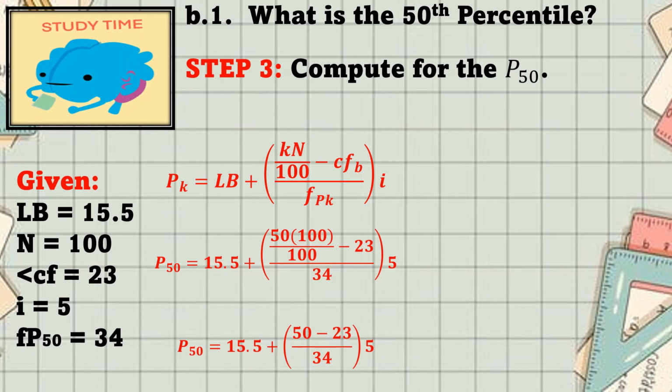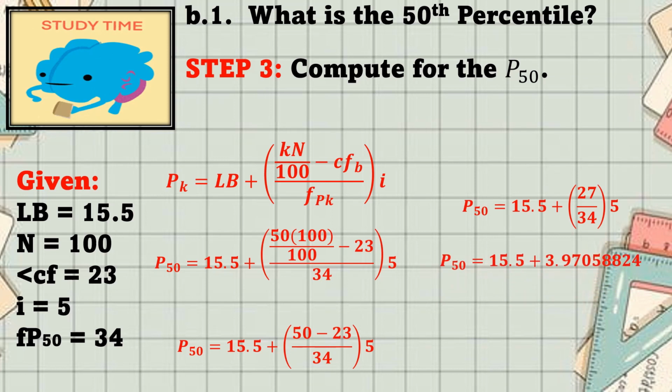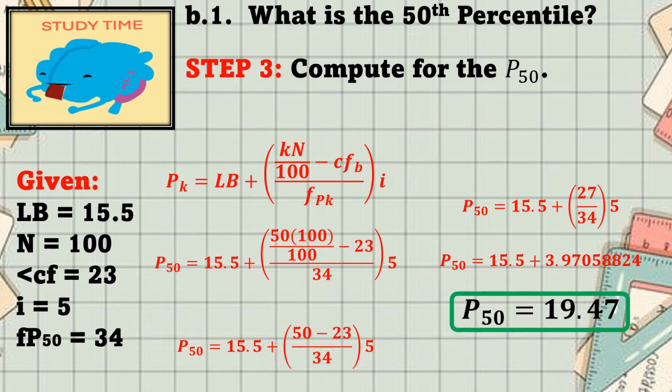So we have the 50th percentile is equal to 15.5 plus 50, which is the answer to this part, minus 23 all over 34 times 5. So we have the 50th percentile is equal to 15.5 plus 27 divided by 34 times 5. So we have the 50th percentile is equal to 15.5 plus 3.970588824. So our 50th percentile will be 19.47.